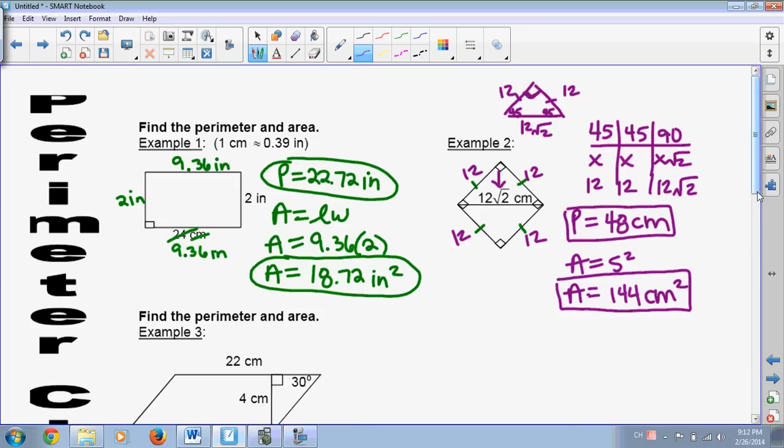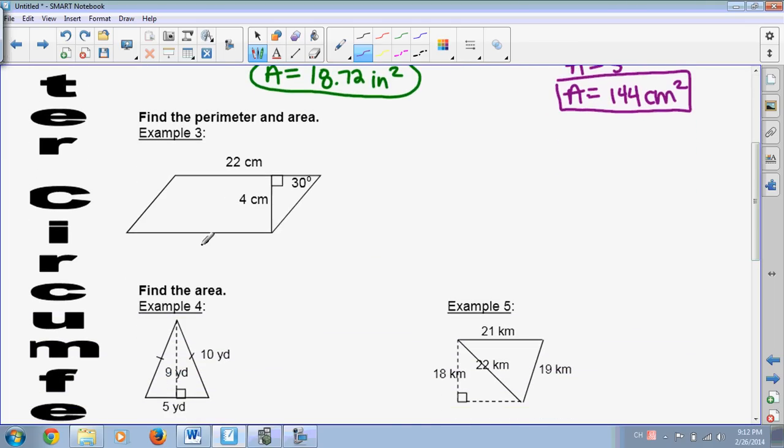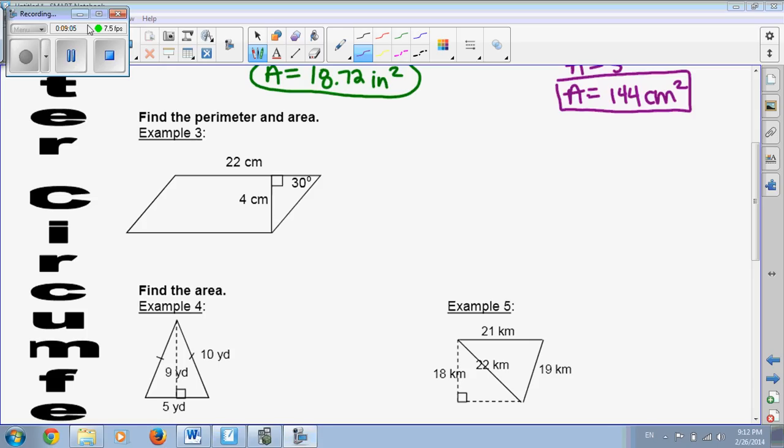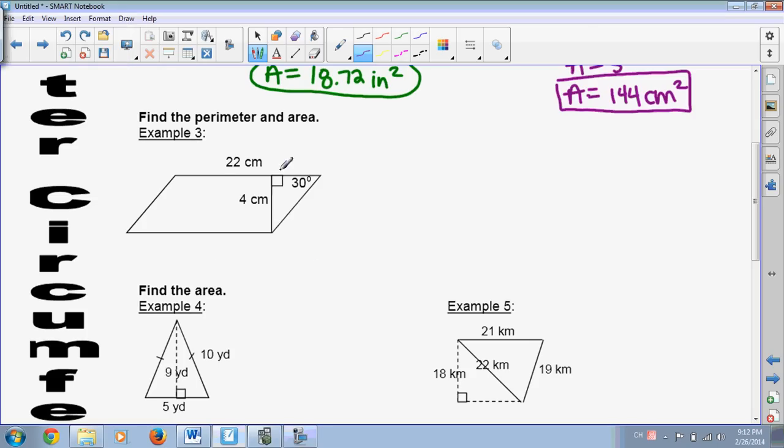Okay, we're going to go ahead and move on to finding the perimeter and area of a parallelogram. This is underneath your second flap, so go ahead and open that one up. Okay, please notice that the top up here is 22 centimeters, which also means our bottom base down here would be 22 centimeters as well. Okay, we have the height, which would allow us to find the area. However, to find the perimeter, we're going to need our legs here on the slants.